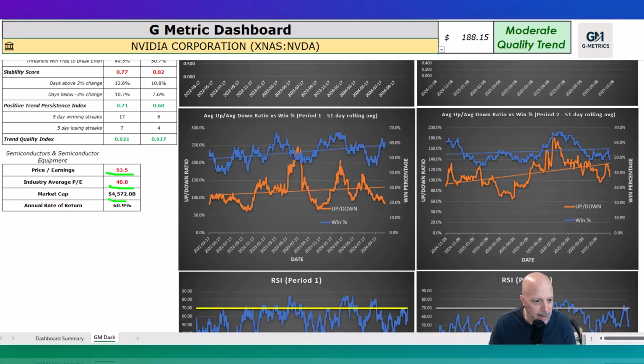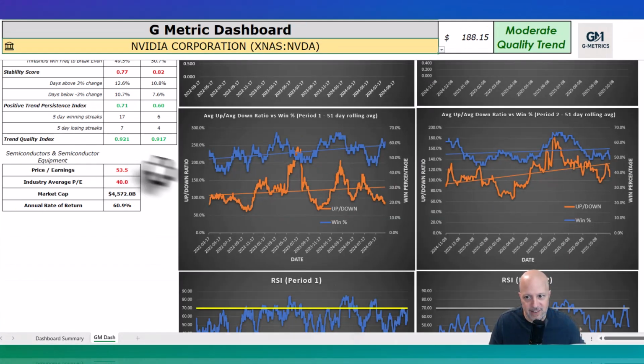We have the market cap. We all know it's huge. And the annual rate of return for NVIDIA, that's basically the first data period 1 compared to the last data period 2, annualized, and it's at 60.9%. And then finally up here, we have the moderate quality trend overall rate.